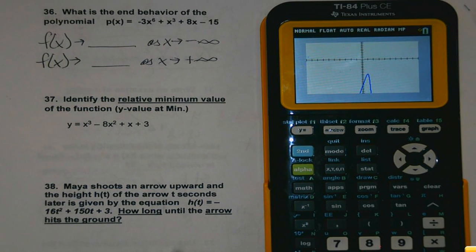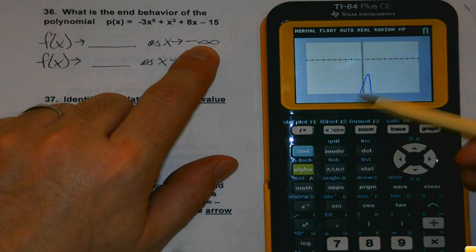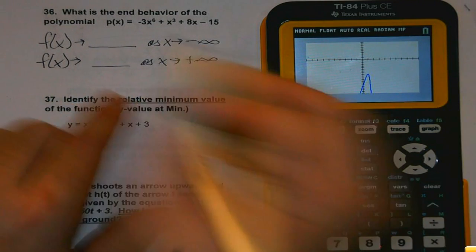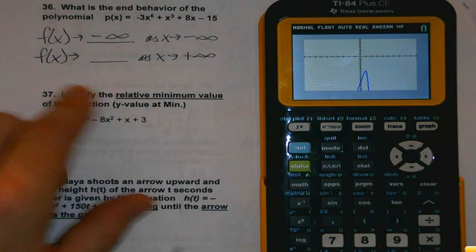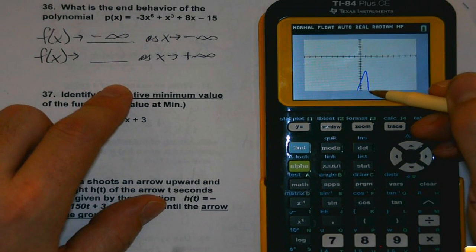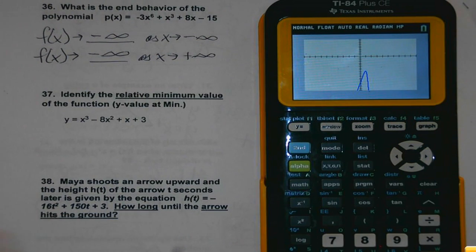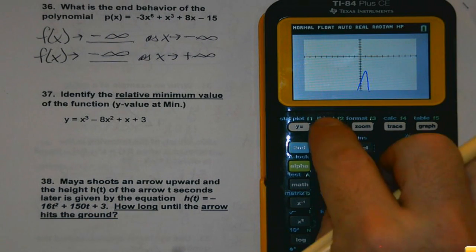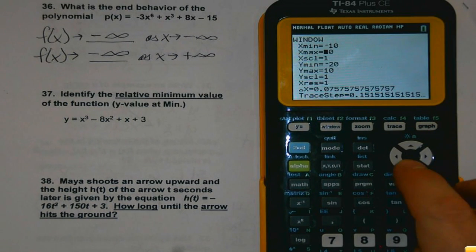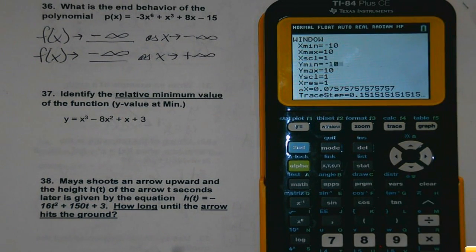Okay, now we can see for sure. So what's happening as x goes to the left? Well, I'm going down. Down is negative infinity. What happens as I'm going to the right? I'm going down towards negative infinity. Now that I've gotten my use out of this, I'm going to be nice again. I'm going back to the window. Put it back the way it belongs, okay?